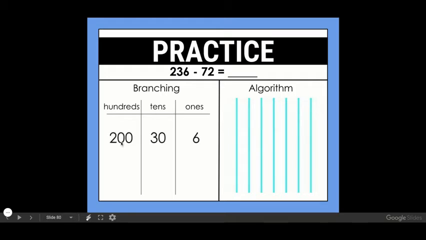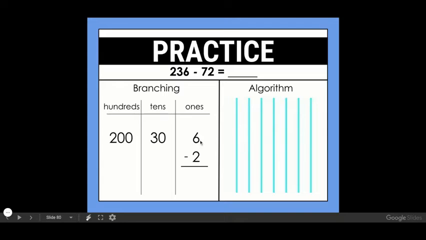So I have 236. Our next step is to take away our subtrahend. Our subtrahend is 72. So let's start by subtracting our ones. I have 2 ones to take away, so 6 minus 2.